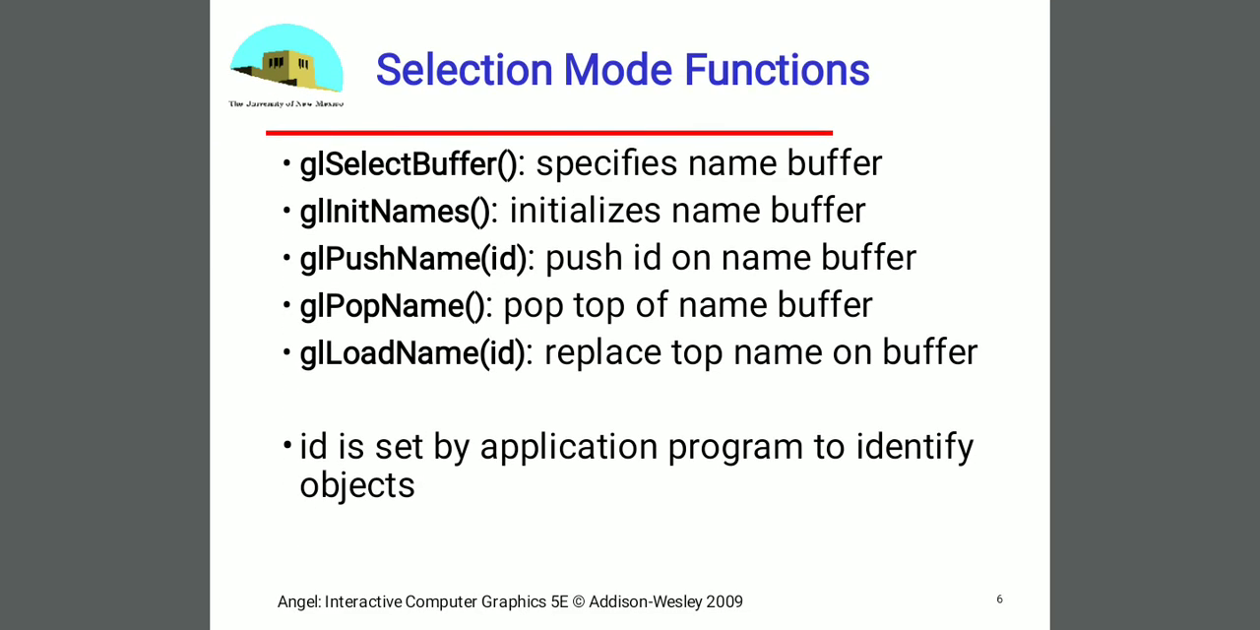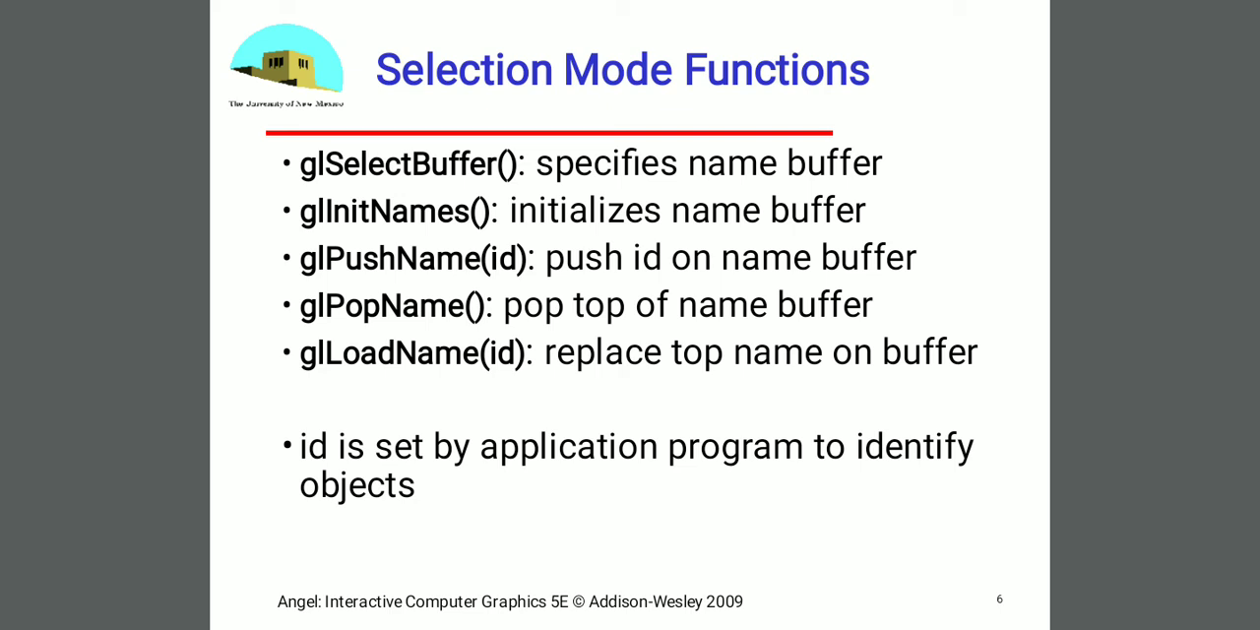Let us see the selection mode functions. GL select buffer, specify the name of the buffer, GL init name, push name, pop name, load name. I would like to recall push matrix and pop matrix. How do we use push matrix and pop matrix? Assume that you want to create one scene, a room. How to draw a room in graphics software? First you have to construct wall 1, wall 2, wall 3. Then you have to draw the table. You translate the table to the middle of the room. Then you take one teacup, draw the teacup, move the teacup to the middle of the room. Like this one by one you have to do the operation, correct? So each and every operation should be done with push matrix and pop matrix.